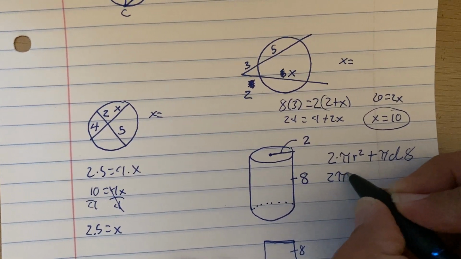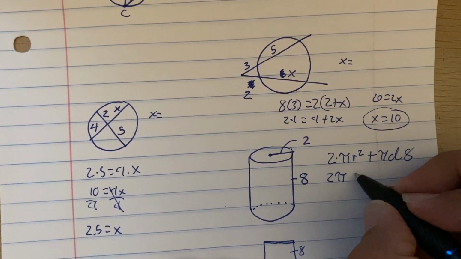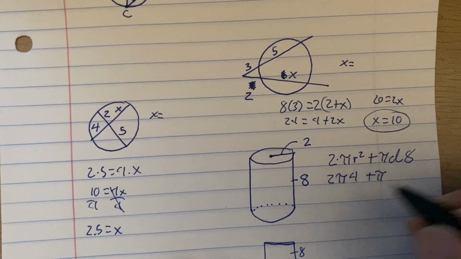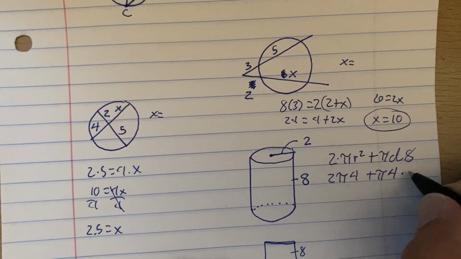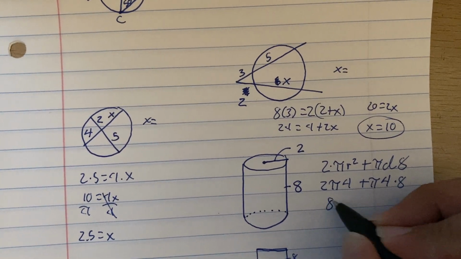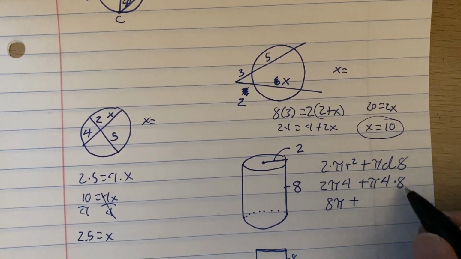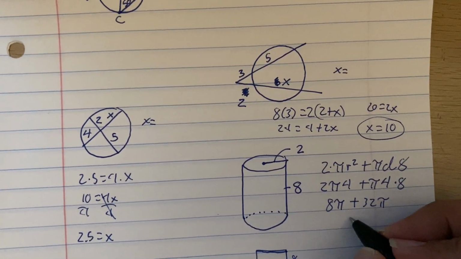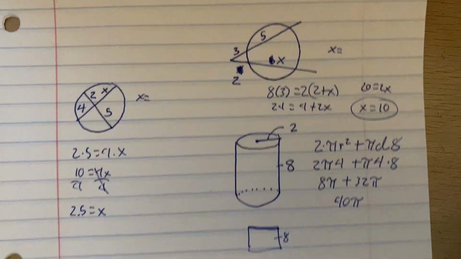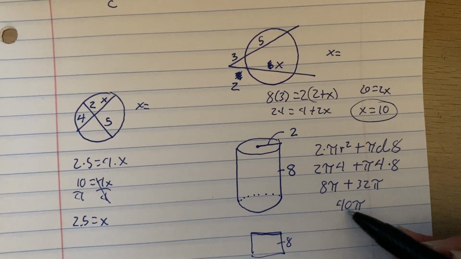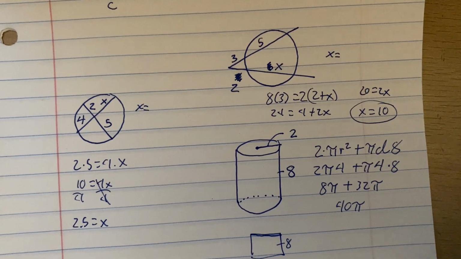So let's enter all the numbers. 2 pi r squared is going to be 2 pi times 4, plus pi times diameter, which is also 4, times 8. So this is going to be 8 pi plus 32 pi. You can put those together and you get 40 pi. If you don't see the answer 40 pi in your options, or if they use decimal points, you literally just multiply 40 times pi and you're done. Good luck.